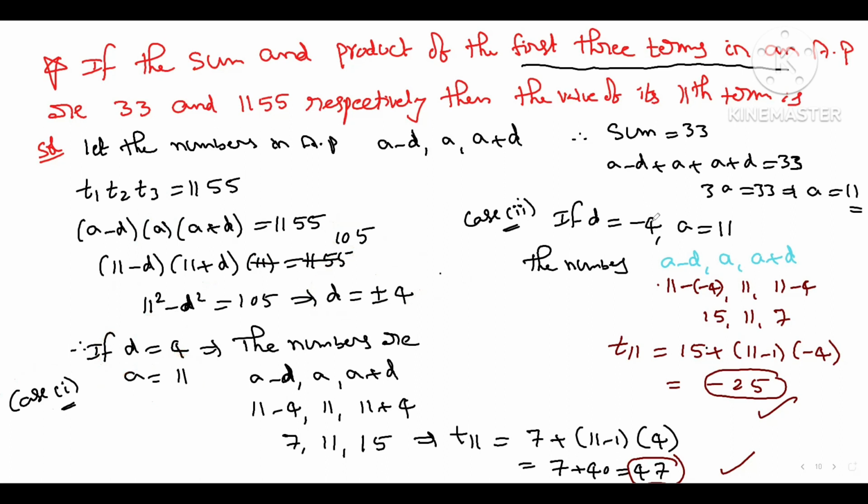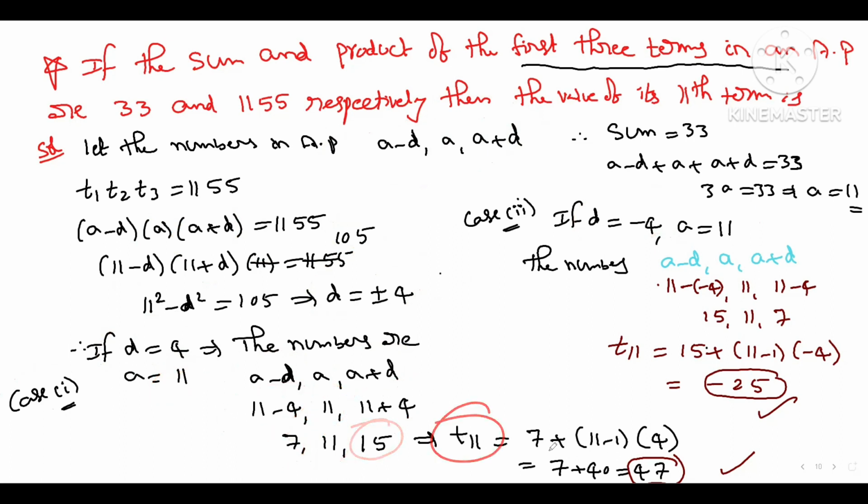In the second case, we should take D is equal to minus 4, A is equal to 11. The numbers are A minus D, A, A plus D. Here the required numbers: A value 11, 11 minus 4, 11, 11 plus 4. We get 7, 11, 15.